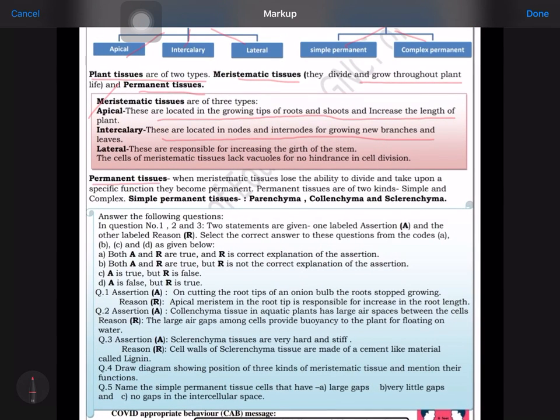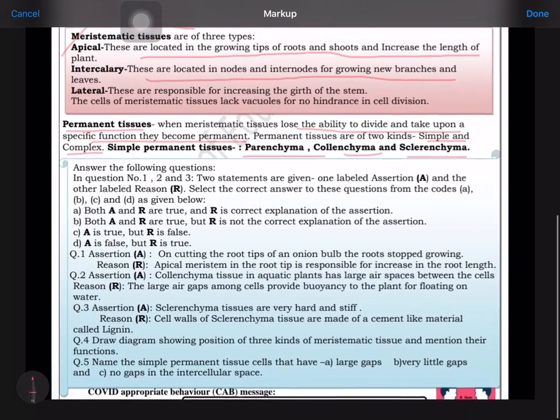Permanent tissue: when meristematic tissue loses the ability to divide and takes up a specific function, it becomes permanent. There are two kinds: simple and complex. Simple permanent tissues are of three types: parenchyma, collenchyma and sclerenchyma. So on the basis of this, we have to answer these questions.